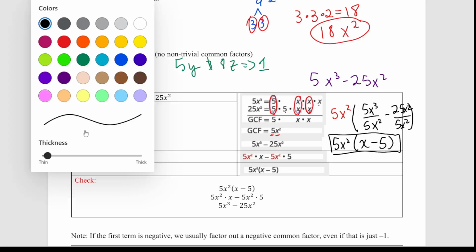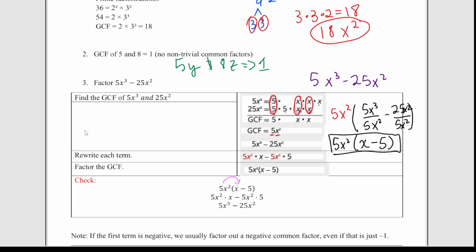You can also check your work by redistributing, so that's exactly what we're doing down here. If you do 5x squared times x, you get 5x cubed. 5x squared times 5, you get negative 25x squared. So you know you did it correctly.